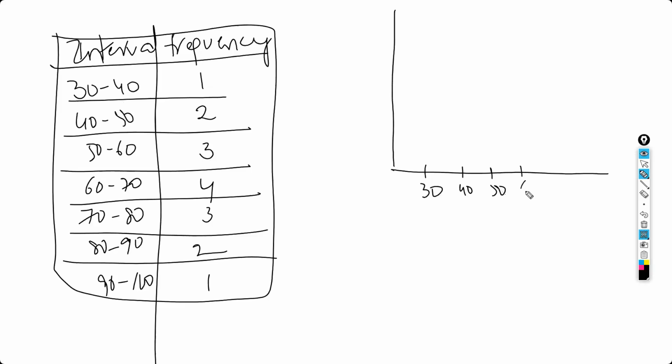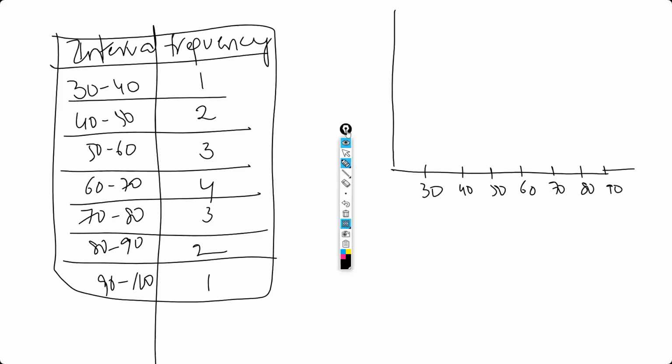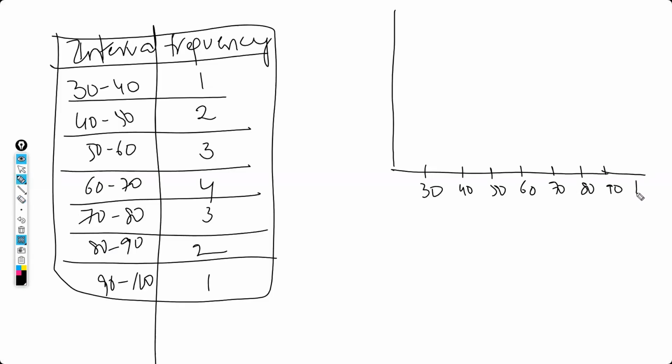Next, I am writing 60, 70, 80, 90, followed by 100. Actually, I have to write 30 to 40. If 40 is not available, I have to write one more time. But already 40 is there now. Same 40, why write two times? Is that clear? What is this called as?